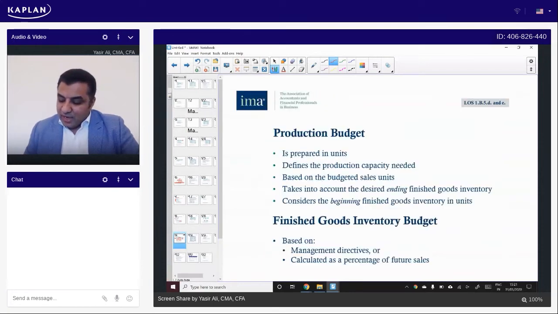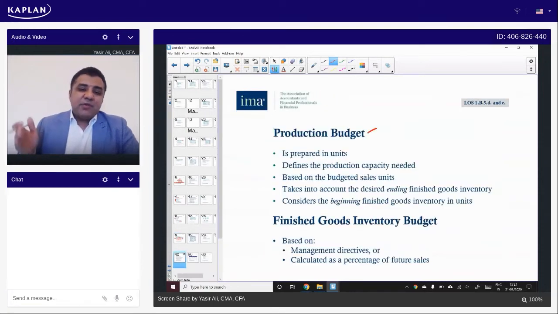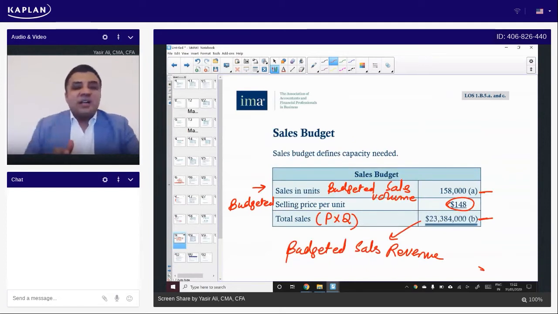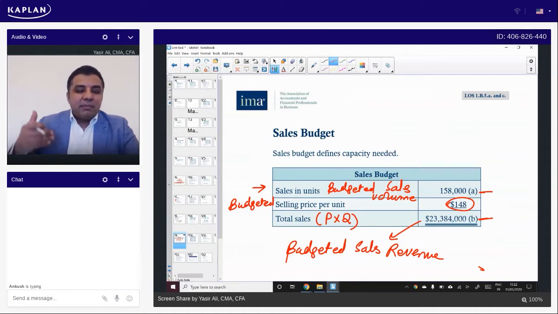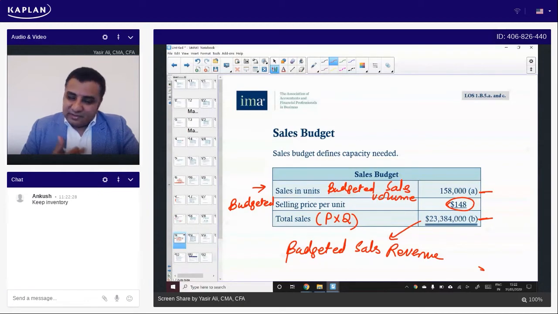The important calculation is the production budget. As a manufacturing organization, you have to decide how many units to produce. My question to you is that we plan to sell 158,000 units. How many units should we plan to produce? Should we produce exactly 158,000 units, or should we plan to keep some inventory? Yes, excellent. We should plan to keep some inventory, right? Yes, Ankush, thank you very much.